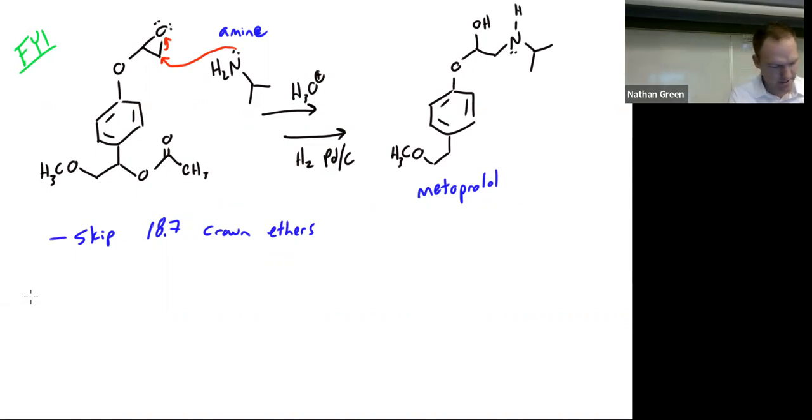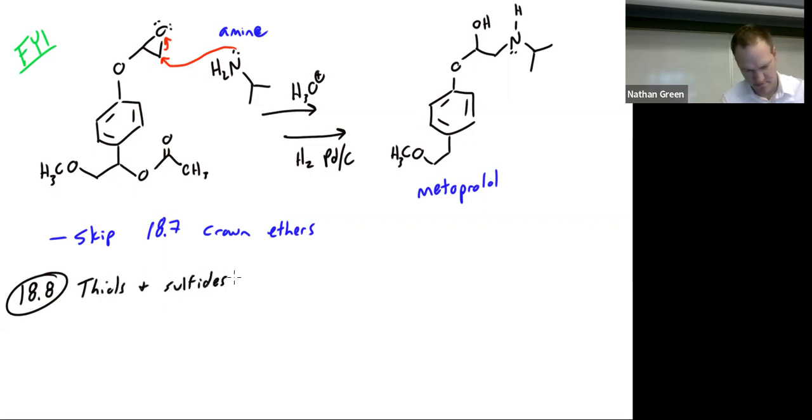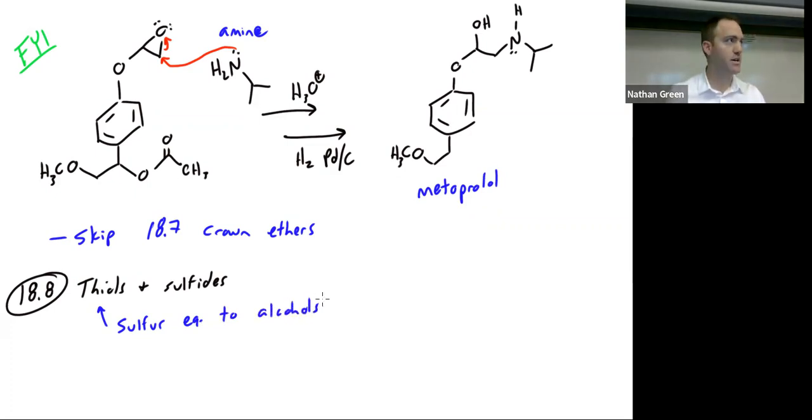because I need to tell you about thiols and sulfides. Thiols are equivalent to alcohols. They are the sulfur equivalent. Sulfides are going to be the sulfur equivalent of ethers. So we're going to go through these pretty quick.